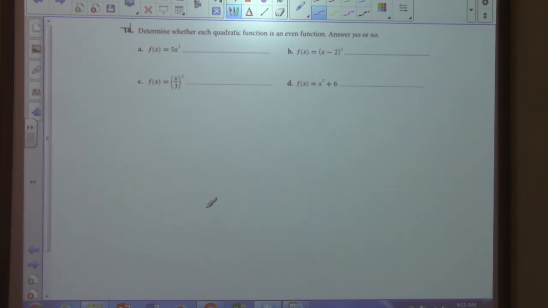So what is this one here? A, B, C, D, what are your answers? No. Determine whether each quadratic function is an even function. A is neither. I don't even know what the negative is on my calculator. What do you think, Braden? What do you think this is here? Come on, Brady. Kendall, what do you think this is?